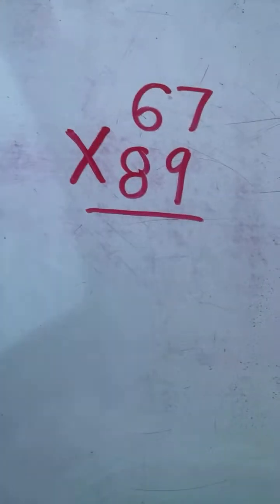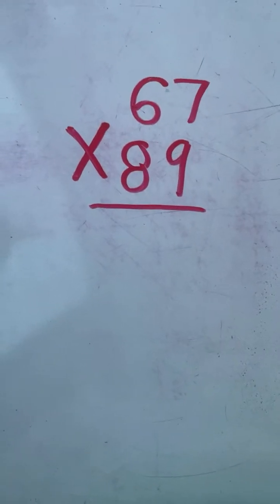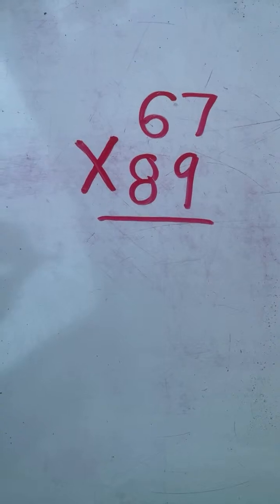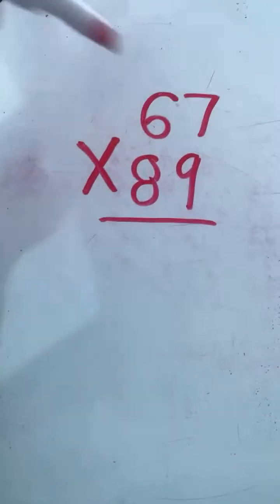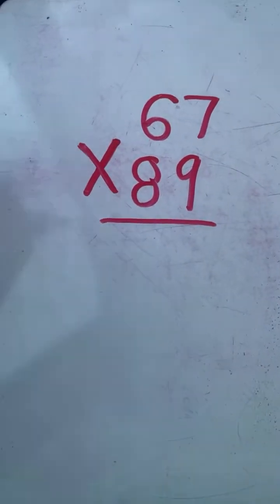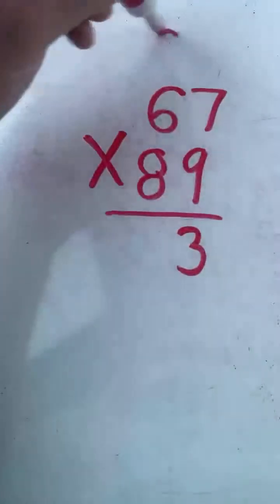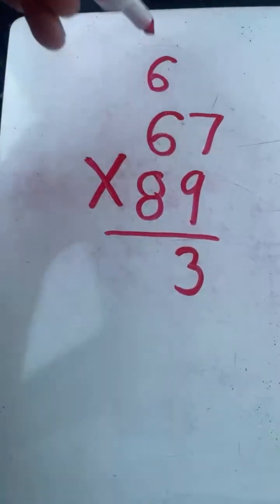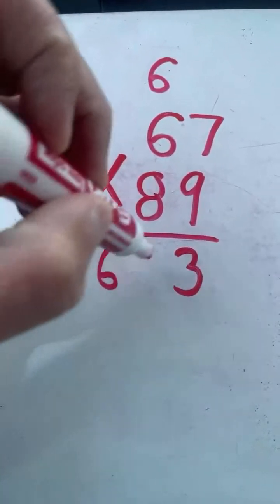All right, next example, we have 67 times 89. So we start in the ones place. 7 times 9 equals 63. 3, carry the 6. 6 times 9 equals 54, plus 6 equals 60.